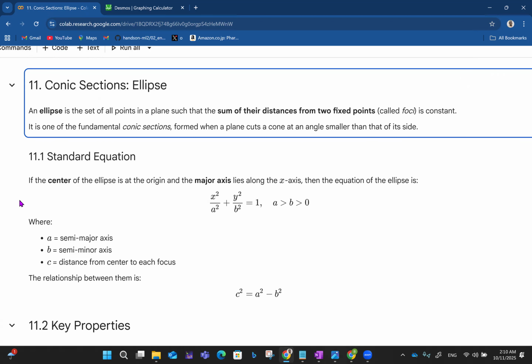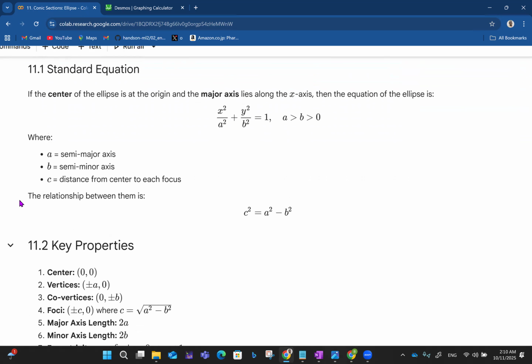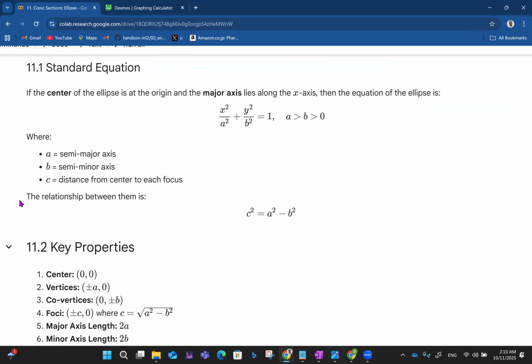So the standard equation is this. If the center of the ellipse is at the origin and the major axis lies along the x-axis, then the equation of the ellipse will be x squared over a squared plus y squared over b squared equals 1, where a is greater than b. So a has got to be greater than b, and b is greater than 0. That means 0 is less than b, less than a.